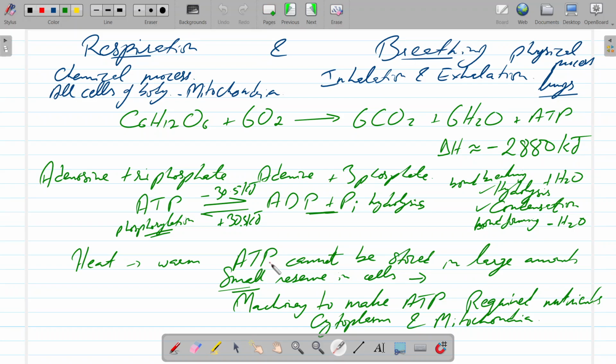Okay. Now, ATP cannot be stored in large quantities. There is a small reserve, but whenever energy is required, the machinery to make ATP is present in the cells, right? The initial stages of respiration take place in the cytoplasm, and then everything else in the mitochondria.